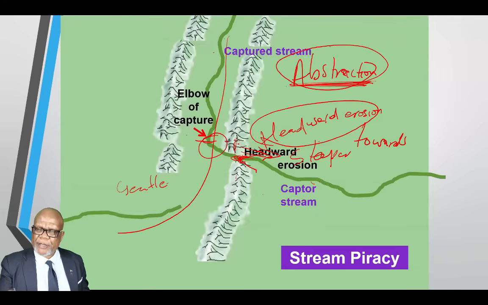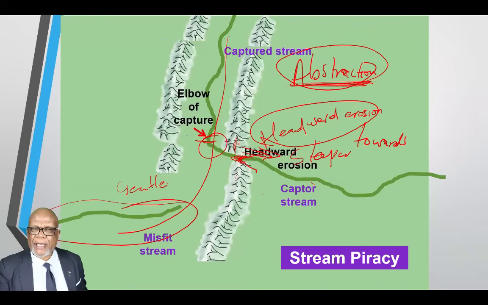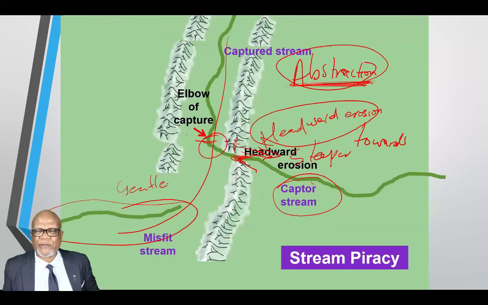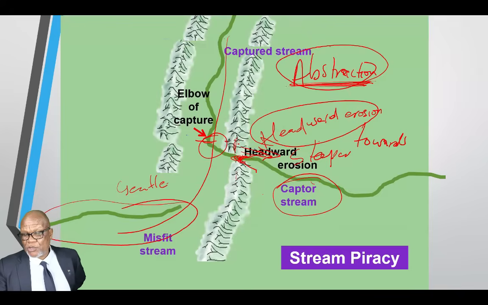And then now, because this stream has changed direction, it's called a captured river or captured stream. And this one, because it no longer has enough volume of water, is a misfit stream. It's not as fit as it used to be. It has lost water. And this one is called a captor stream. Now, what you should be able to do is give the characteristics of river capture before and after the process, the characteristics of the captor stream before and after.